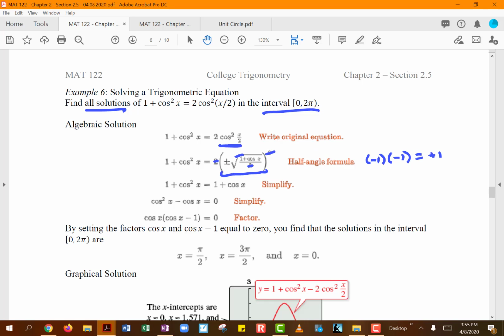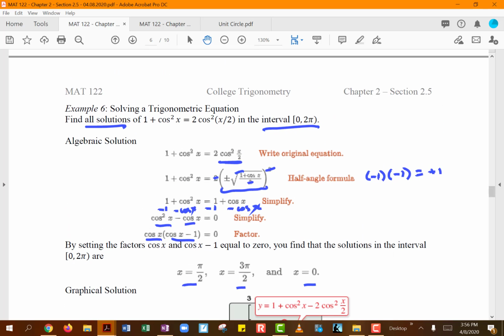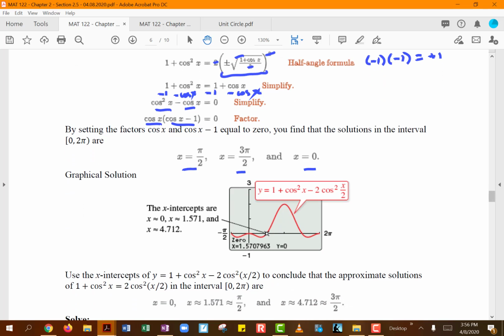And then of course you can go ahead and bring these terms to the left hand side. So you can subtract the 1, you can subtract the cosine of x. So bring everything on the left hand side, the ones will cancel out. You factor your cosine of x, and you end up getting cosine of x times cosine of x minus 1. Set each one of those equal to 0, and then you can figure out what your x values are going to be. And remember, they said specifically in the interval from 0 to 2 pi, so we don't have to do the general form here.